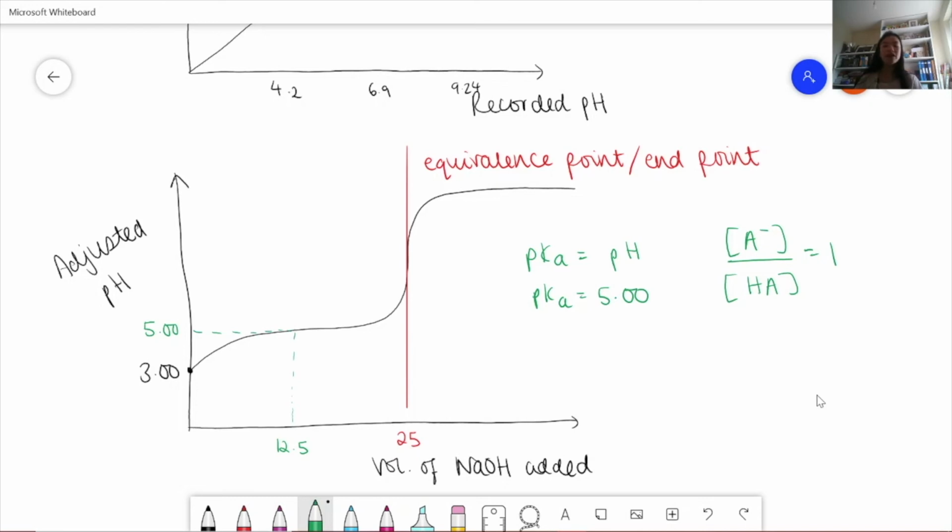And then we can use this formula of pKa equals minus log to the base 10 of Ka. So that means that Ka is equal to 10 to the power of minus pKa. And so you get Ka is equal to 10 to the power of minus 5, which comes out to be 1 times 10 to the minus 5 moles per decimeters cubed. But that's just an example. So you would get a different Ka for your experiment.